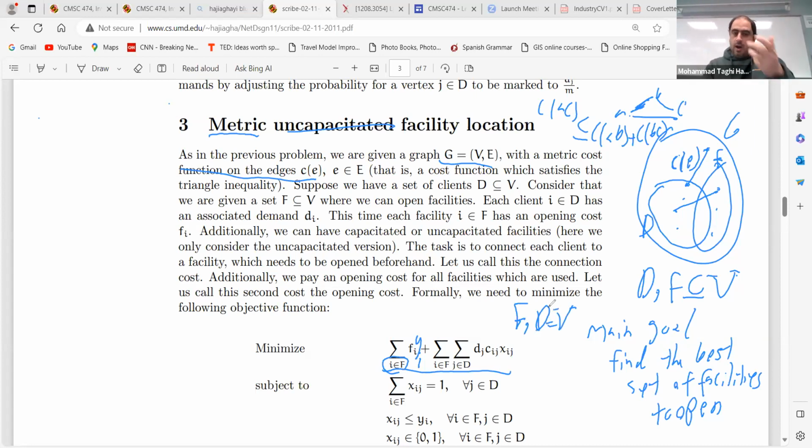So each y_i means whether you are opening the facility i or not. So you want to minimize the sum of f_i y_i. Those facilities that you open, you need to pay the opening cost f_i. So f_i is the opening cost.